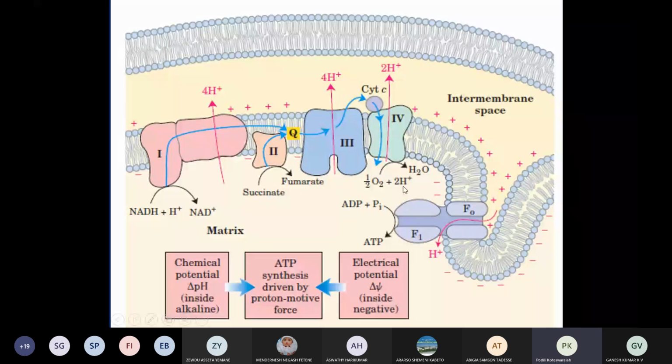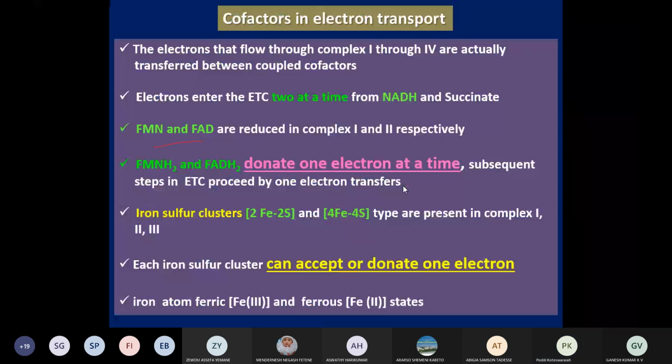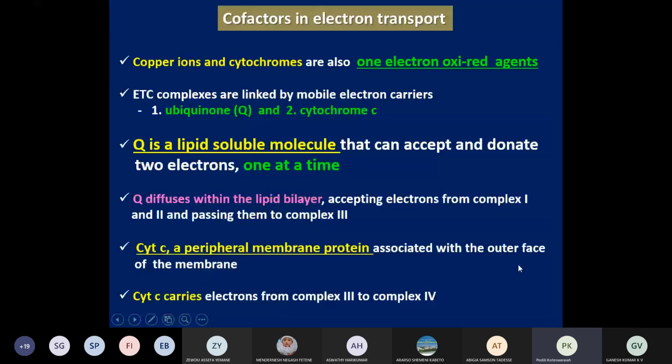And I just wanted to highlight a few points in the electron transport chain. When FMN and FAD are reduced by complex 1 and complex 2, FMNH2 and FADH2 are formed. These FMNH2 and FADH2 donate 1 electron at a time. In the same way, iron sulfur clusters can accept and donate only 1 electron, and ubiquinone can also accept and donate only 1 electron. And finally, cytochrome C is also a mobile carrier, and it carries 1 electron at a time.